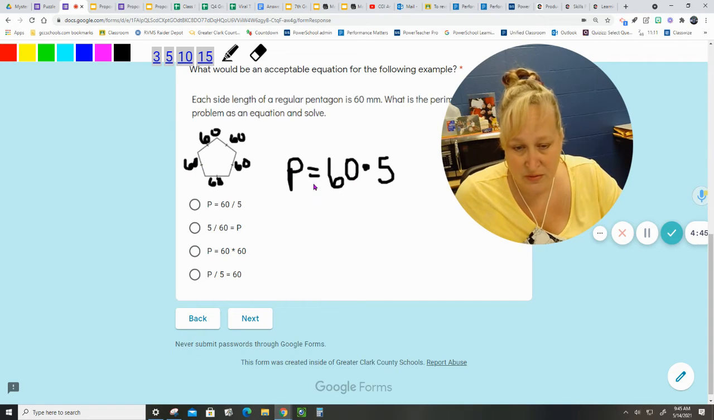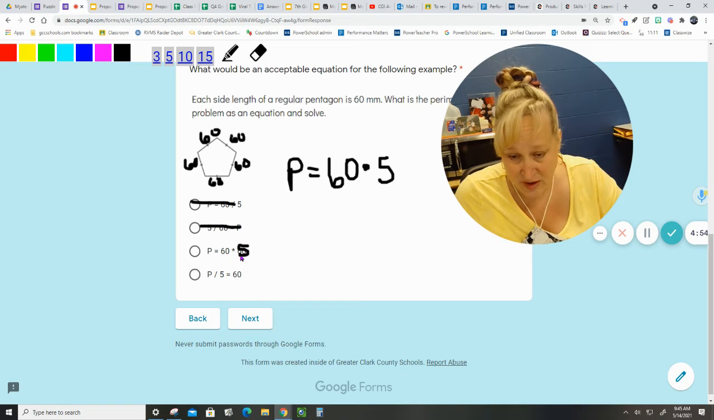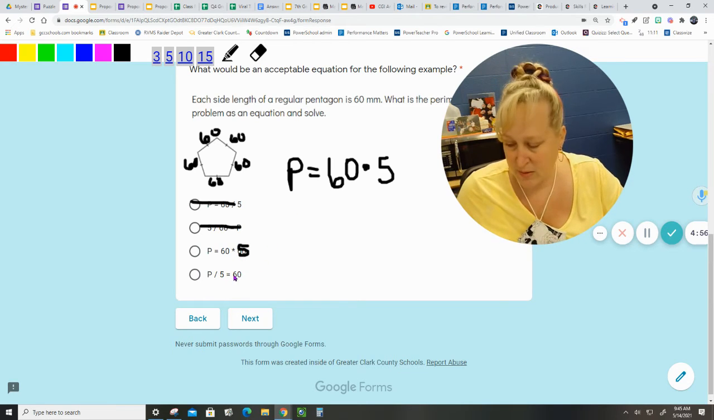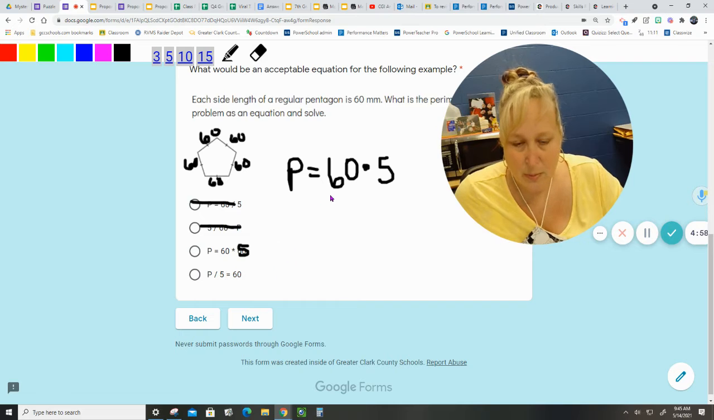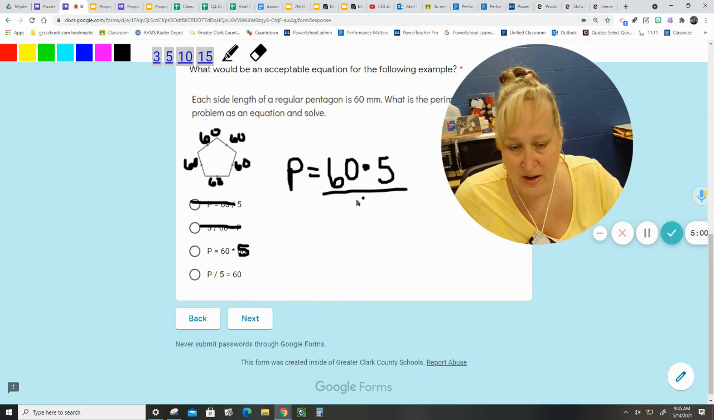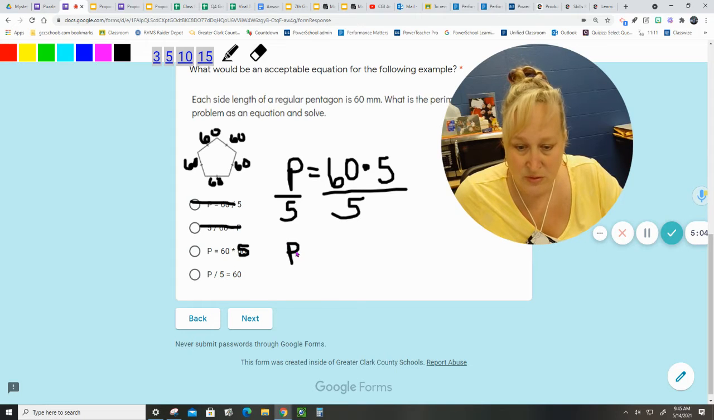So when I go to solve this, I'm trying to see which one matches, and this one doesn't because it should be multiplication. That should be multiplication, and this should be 60 times 5. So then I look at this one, and I'm going, okay, that's a little weird. But what they're doing is they are dividing both sides by 5. And then you can rewrite that as P divided by 5 equals, this is eliminated, equals 60.